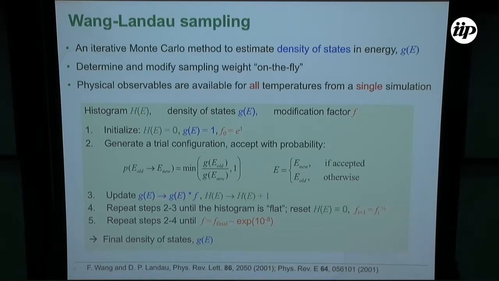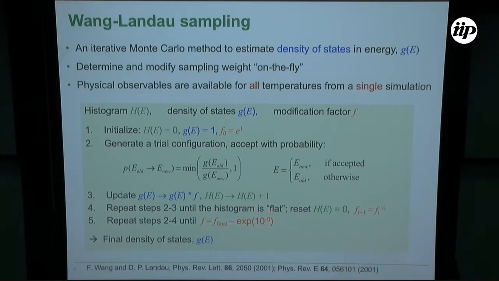So how to do the updates? We modify the density of states with the modification factor. You see that because this factor is greater than 1, you always increase the counts of the density of states. And then you count how many times you visited this energy in a histogram. And you repeat these two steps until we obtain a flat histogram. And there is another factor we have to consider here.